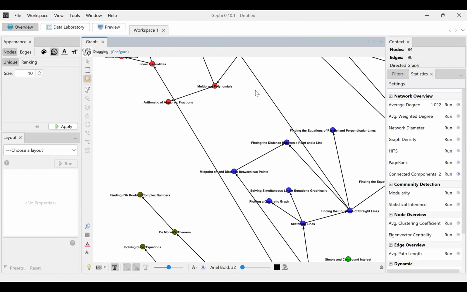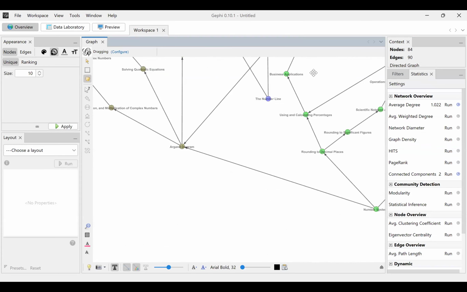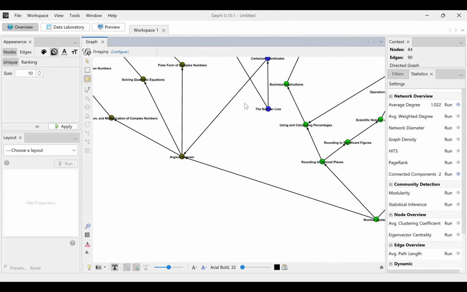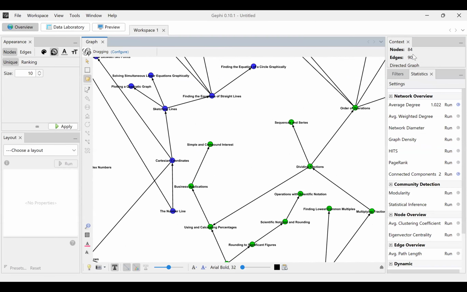It also gives a nice network diagram. One thing that took me ages to figure out was how to move the network diagram. It's one of those little things that if you don't know, it's hard to find, and if you do know, it's easy. You have to click both mouse buttons and drag. As you see there, we have 84 nodes and 90 edges. We need a few more edges. We've actually got a disconnected graph at the moment.